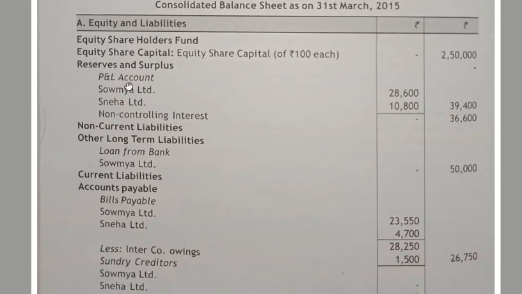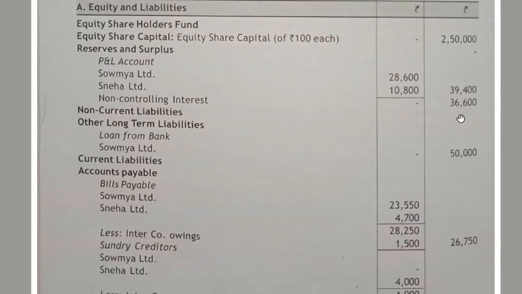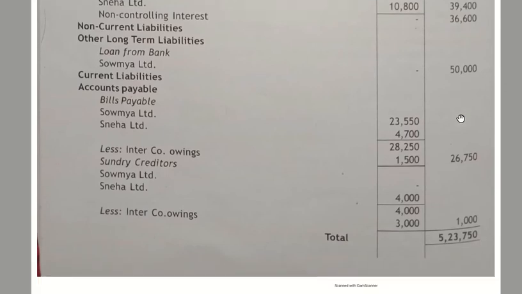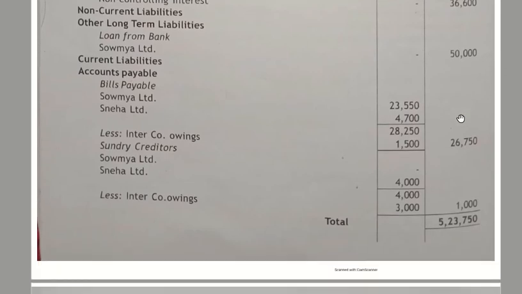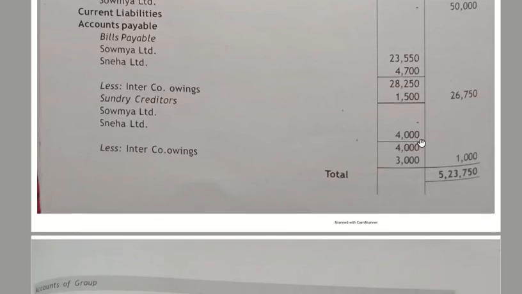And moving on to your reserves and surplus, under that profit and loss account, Somya Limited is 28,600, Sneha Limited is 10,800. So you get your total of 39,400. Non-controlling interest is 36,600. So under non-current liabilities, other long-term liabilities, loan from bank, Somya Limited is 50,000. So current liabilities, accounts payable, bills payable, Somya Limited is 23,550, Sneha is 4,700. Total you get 28,250 minus your intercompany owings, which they have given in the adjustment, which is 1,500.